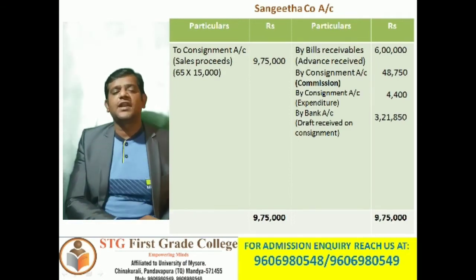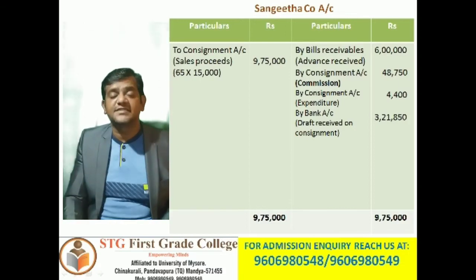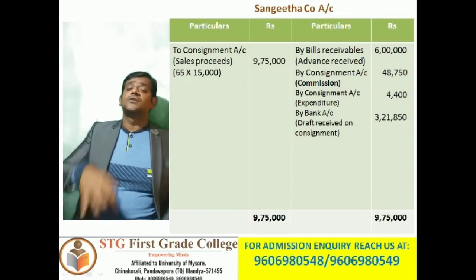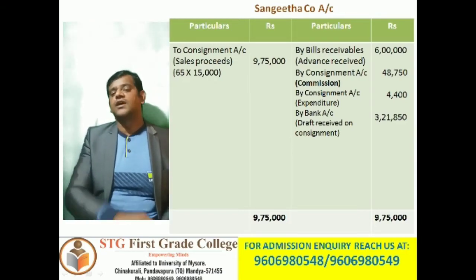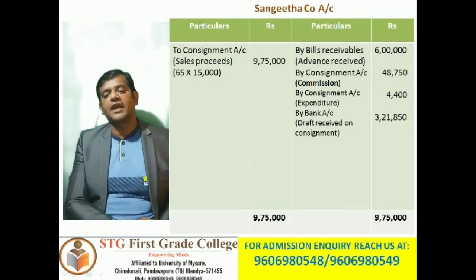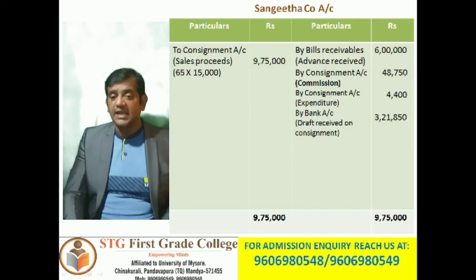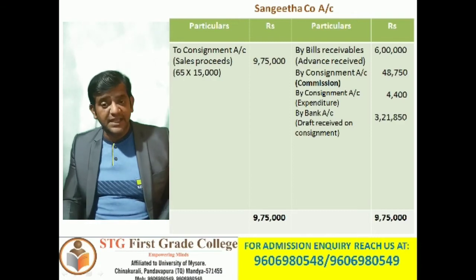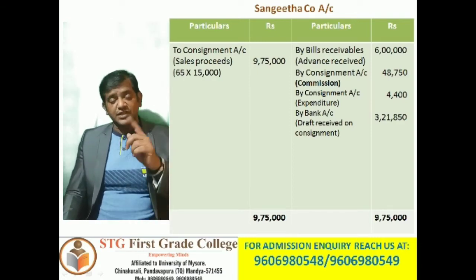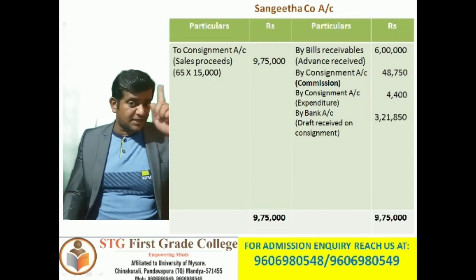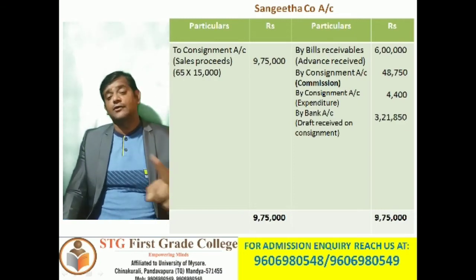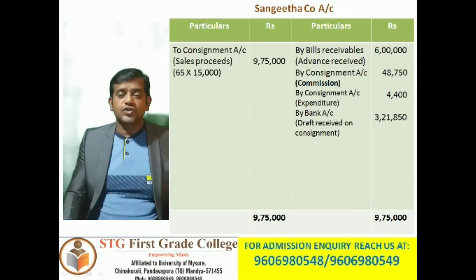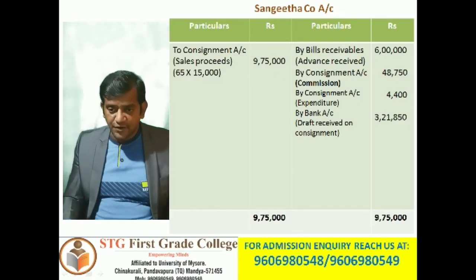Okay, so now let us come back to the credit side. By bills receivable account, that is advance received. How much advance was made? So 6 lakh rupees. So next, by consignment account, commission, how much has been paid? 48,750. By consignment account, the total expenditure incurred by the consignee, which is recorded in the consignment account in the Samsung Limited account. So this includes the warehouse charges also. So that is 4,400 rupees.